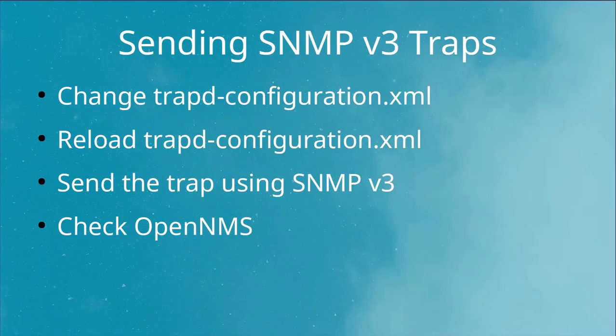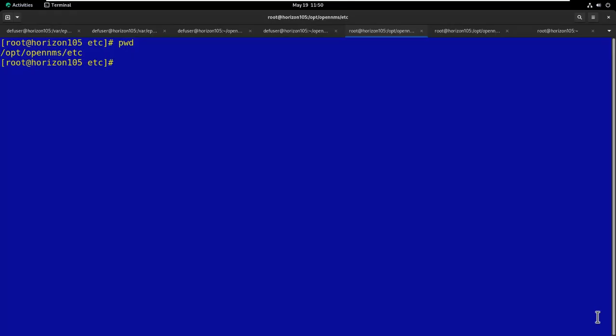The process is straightforward. Change trapd-configuration.xml. Reload trapd-configuration.xml. Send the trap using SNMP v3. Check OpenNMS. Change to the /opt/OpenNMS/etc directory.